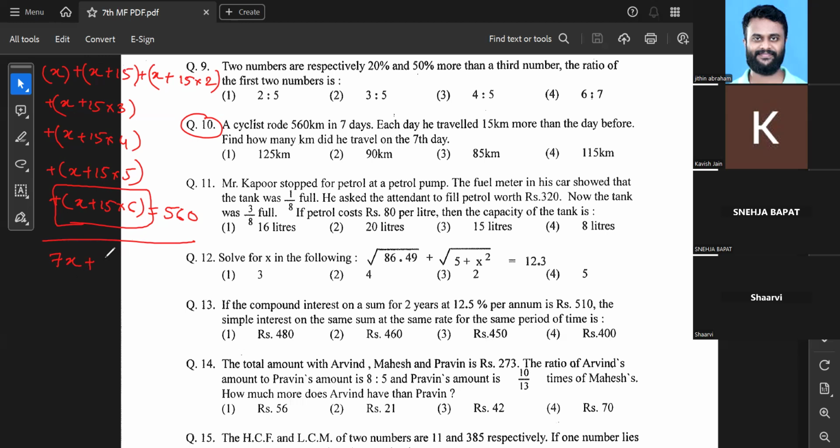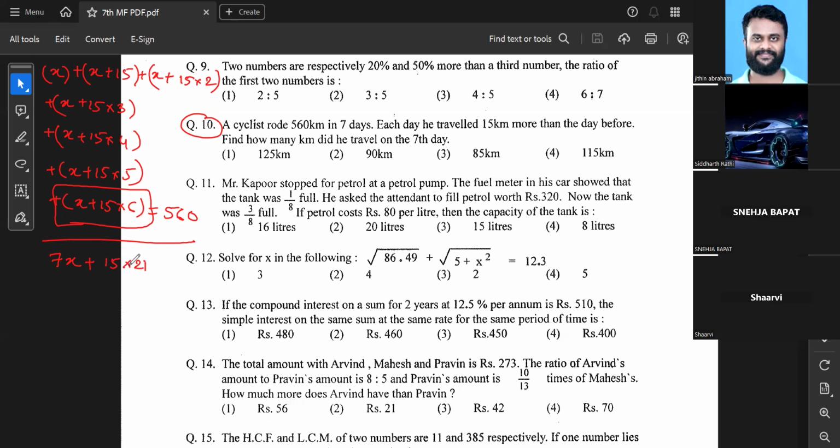Then I'll write 15. 15 हर दिन में बढ़ता है. So first day में 1, second day में 2, third day में 3, fourth day में 4, then 5, then 6. So 1 plus 2 plus 3 plus 4 plus 5 plus 6 you have to add first. So 1 plus 2 is 3, 3 plus 3 is 6, 6 plus 4 is 10, 10 plus 5 is 15, 15 plus 6 is 21. So 15 into 21.